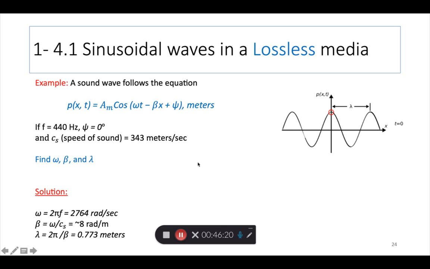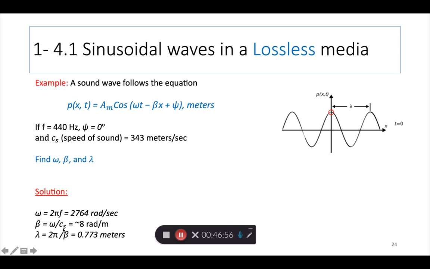The simple example: if you have this waveform and this is a sound wave, the frequency is given as 440 Hertz, which is a good sound, you can hear it. There's no phase angle, it's 0. And cs is given. Find these quantities, omega, beta, and lambda. So omega you know already, 2 pi f. We have used the formula many times in previous courses. So 440 Hertz becomes 2764 radians per second.